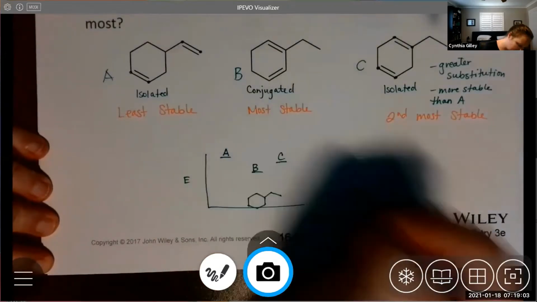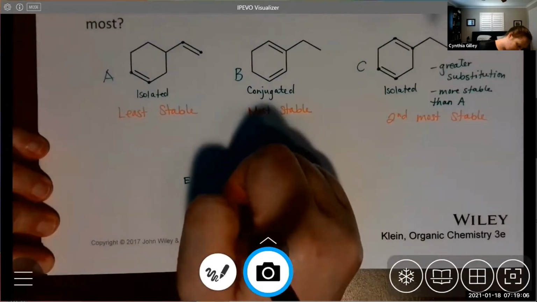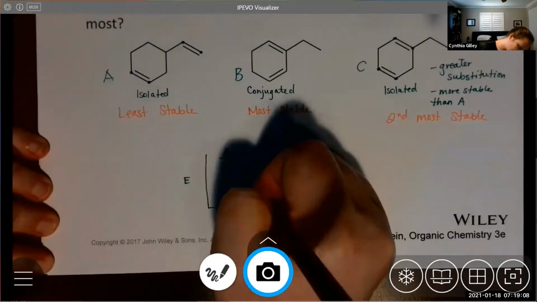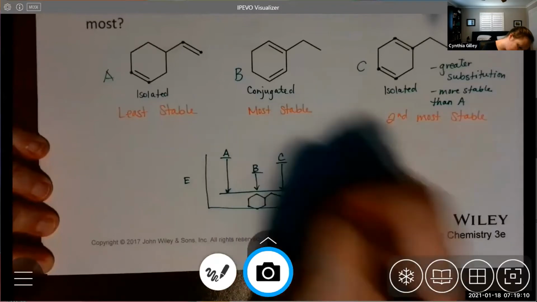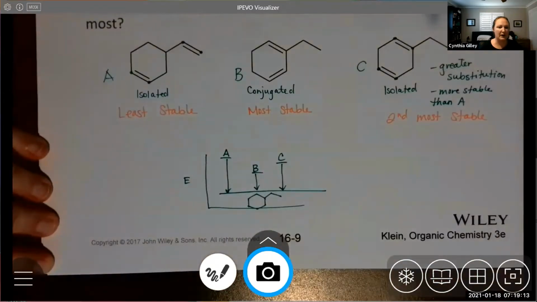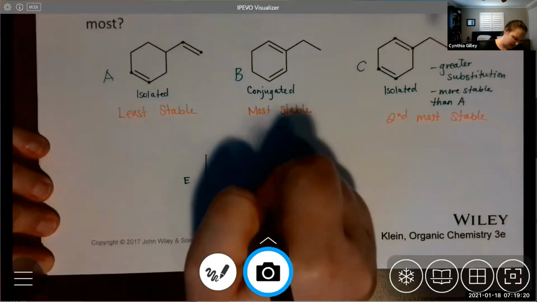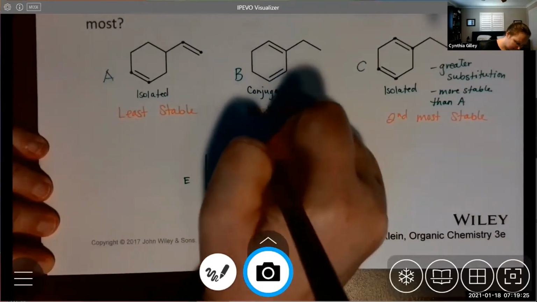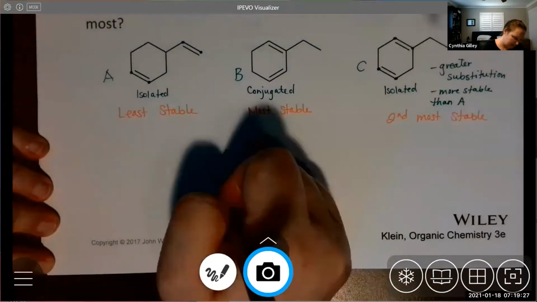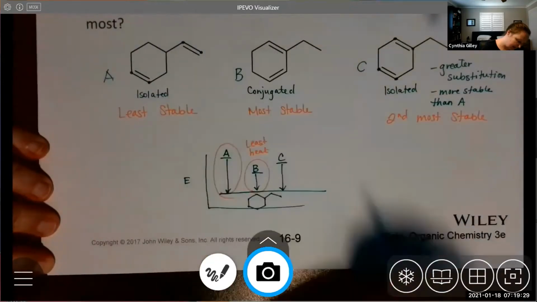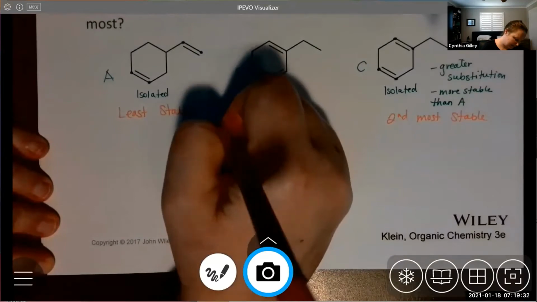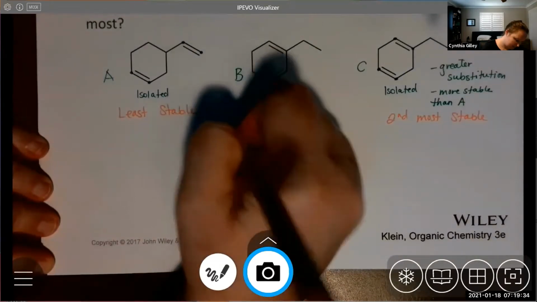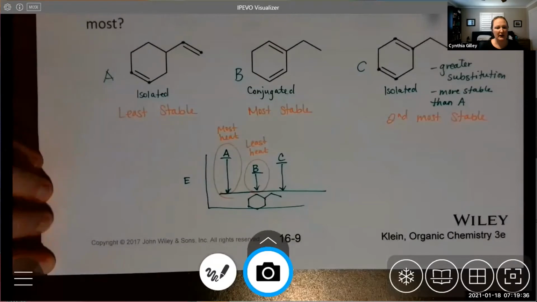So I've got these three energy levels, and they're all sort of hydrogenating, giving off energy to get to the same product. So when we're asked which one would liberate the least heat upon hydrogenation, the answer to that one would be B, right? We have the least heat liberated. And the least stable would actually release the most heat or energy upon hydrogenation.